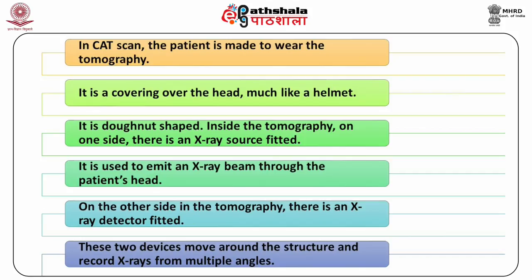Computed axial tomography. In a CAT scan, the patient is made to wear the tomograph. It covers the head, much like a helmet. It is donut shaped. Inside the tomograph, on one side there is an X-ray source fitted. It is used to emit an X-ray beam through the patient's head. On the other side of the tomograph, there is an X-ray detector fitted. These two devices move around the structure and record X-rays from multiple angles.